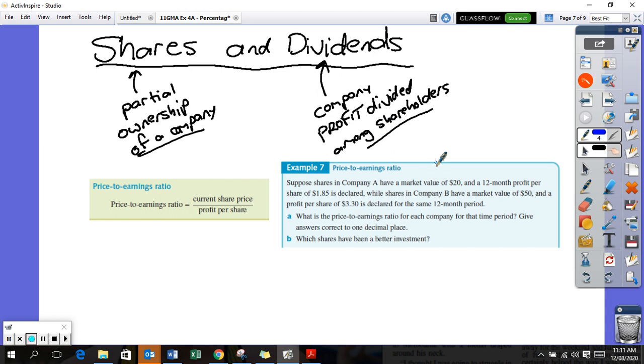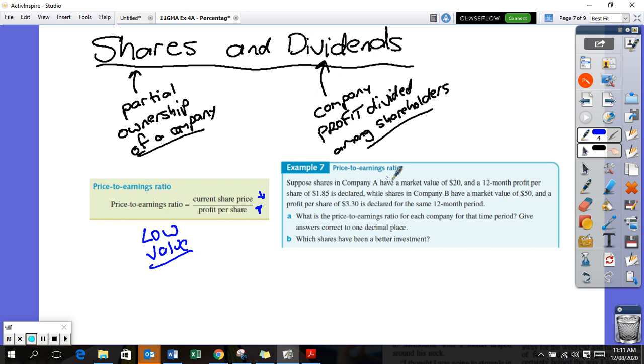Okay, now we want to work out whether a share is a good one to buy, whether it's got a good value. We use this price to earnings ratio. So the price to earnings ratio is a current share price divided by the profit per share. Okay, so we want the current share price to be low and we want the profit per share to be high. So what we're looking for is a low value. The lower the value, the better the share to buy.